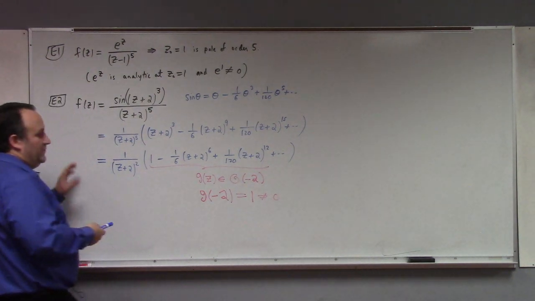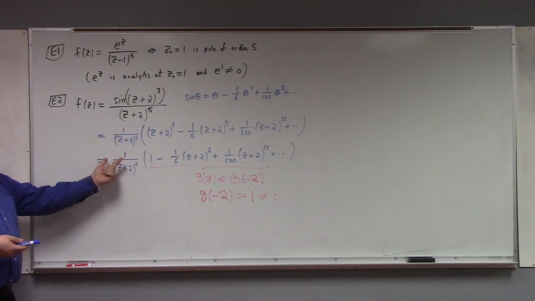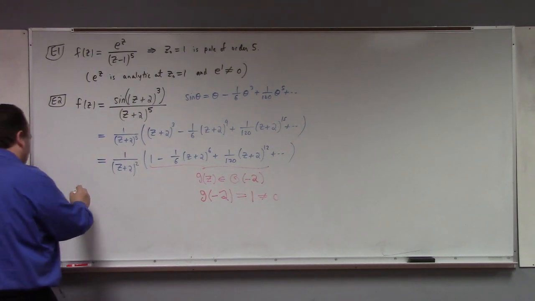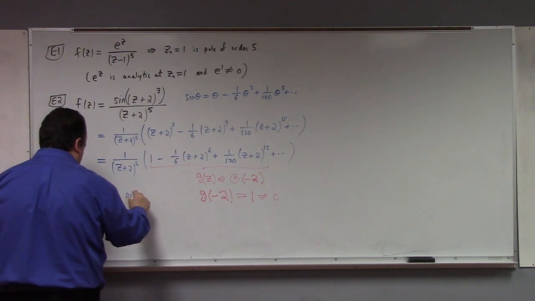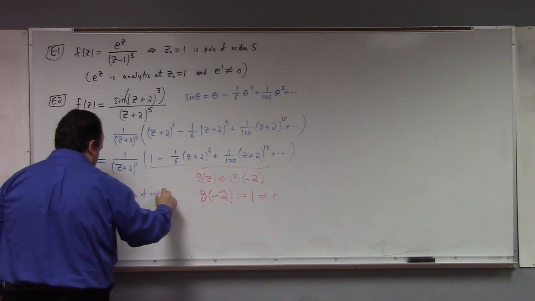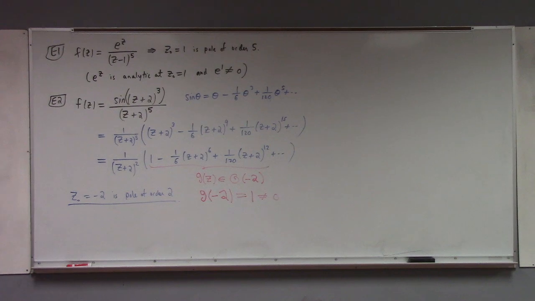So that is analytic. It's non-zero, and f of z is g of z over this, which means z not equal to -2 is a pole of what? Right, pole of order 2. Yay! All right. Next theorem.